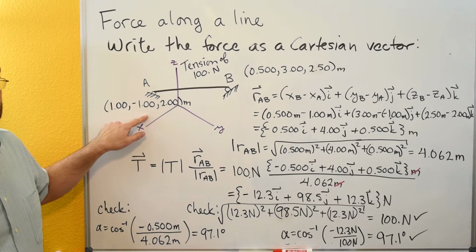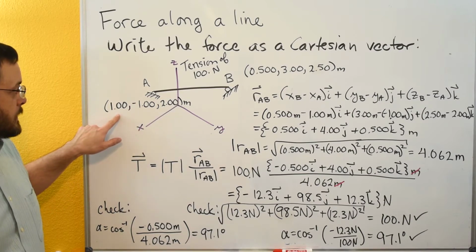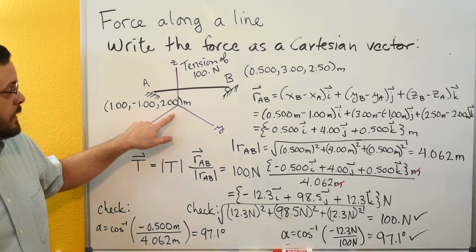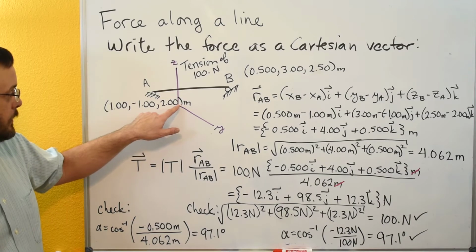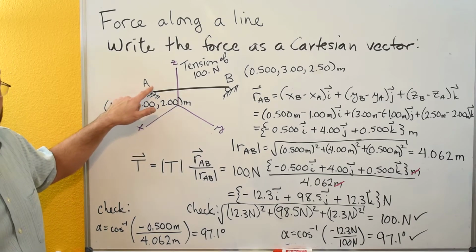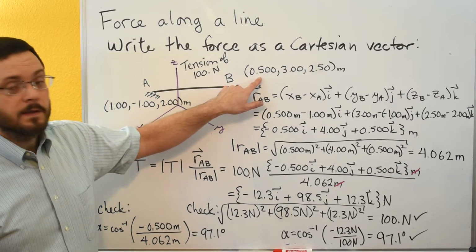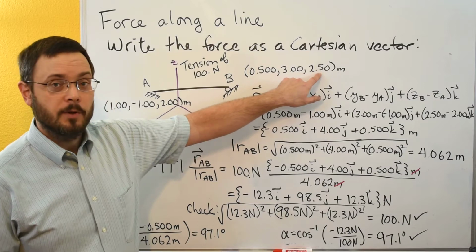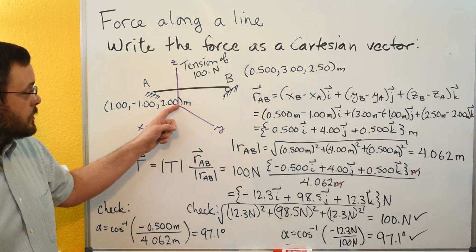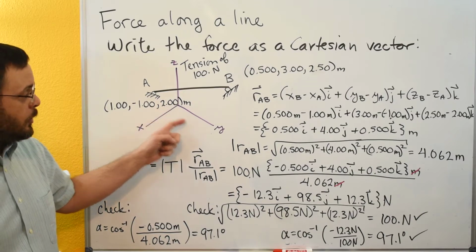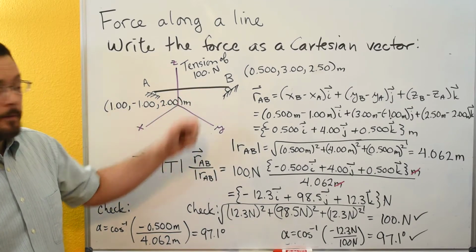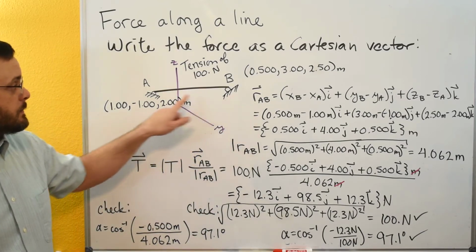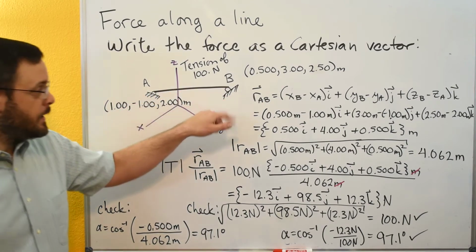Let's say that we have measurements at A, so that A sits at an x of 1 meter, a y of -1 meter, and a z of 2.0 meters. So it's over, back, and up from the origin. Let's say that B sits at 0.5 meters in x, 3 meters in y, and 2.5 meters in z. So again, starting at the origin, B is out a little bit, over quite a bit, and then up a little bit.